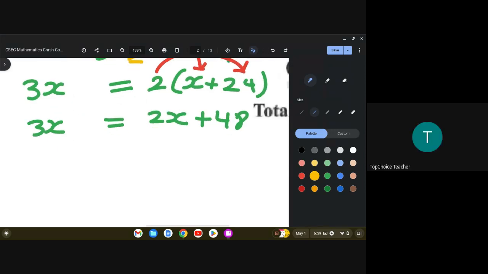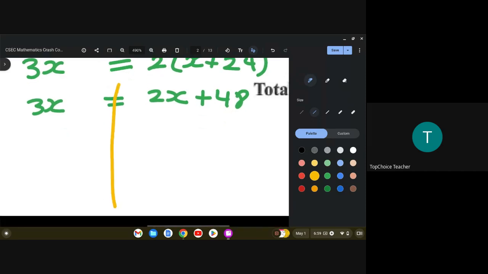So we want to group terms. On this side, I'm going to draw a line here to show you something. I want to put all the x's, all the stuff with the x's, on one side of this equal sign, and all the numbers on the other side. So on this left side, and this is your right side, on the left side, I have 3x. If I move the 2x across, won't it become negative 2x? And 48 is already here, so it remains as 48.